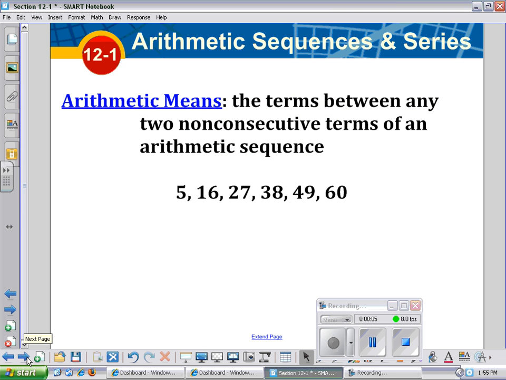Okay, so here we go. We're going to continue on with section 12.1. I think this is very cool. This is new to you. Hopefully it's new to you.